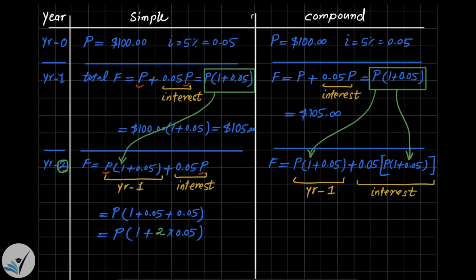And we have a common term P open parenthesis 1 plus 0.05 close parenthesis here and here, and we can take that out. So P open parenthesis 1 plus 0.05, and we have 1 plus 0.05 close parenthesis. And if we further simplify, we're going to get P open parenthesis 1 plus 0.05 to the second. And again, as you can see, I wrote it in green, and the reason is because this number 2 is matched with the year number.